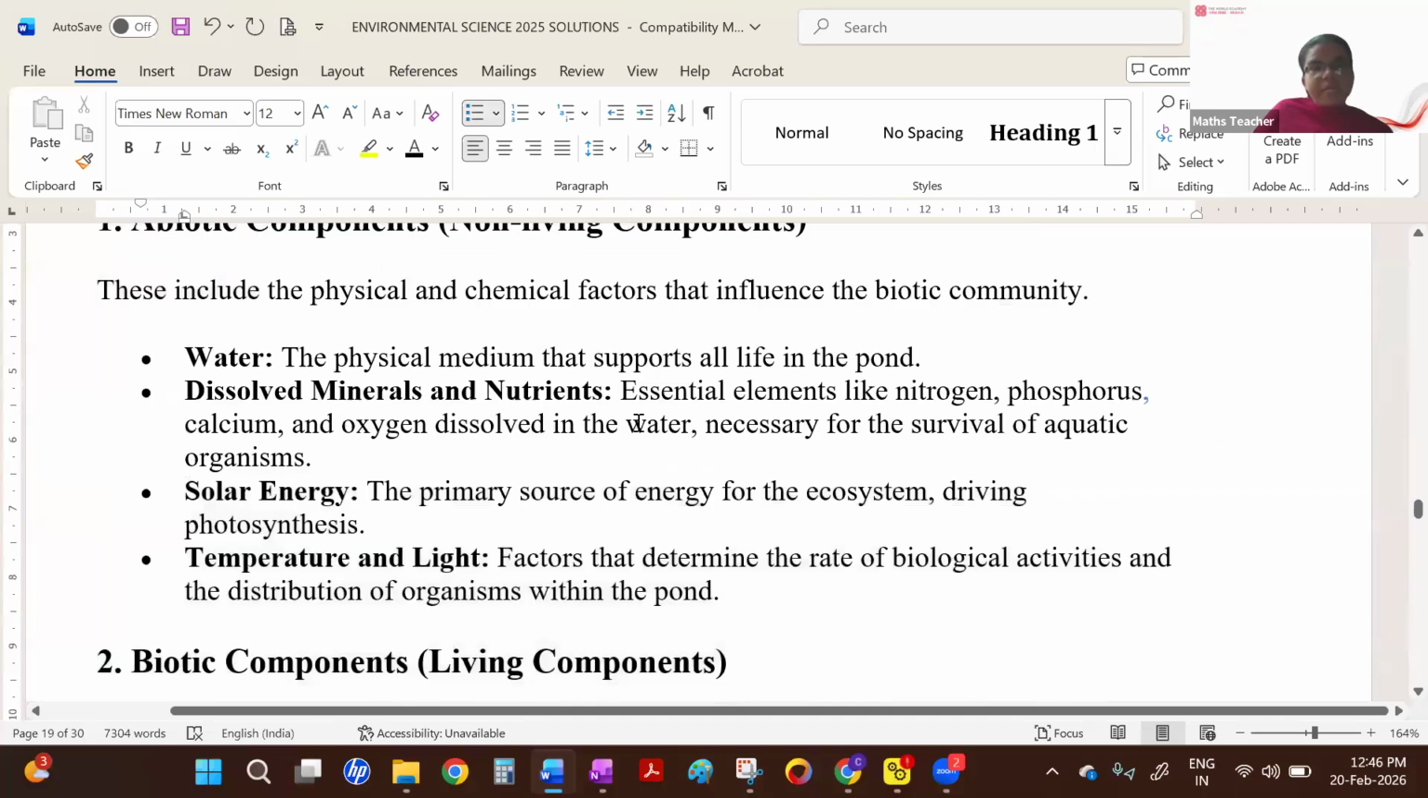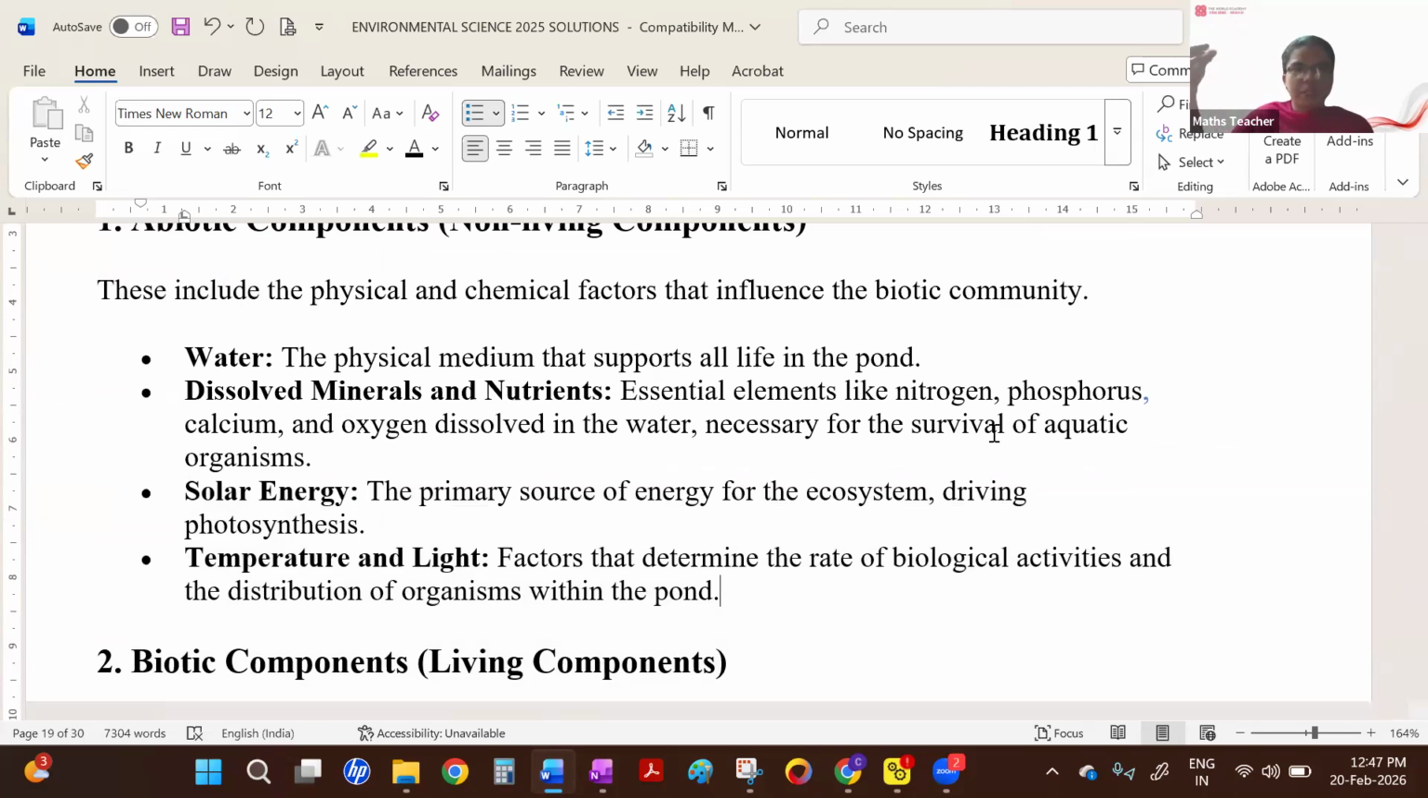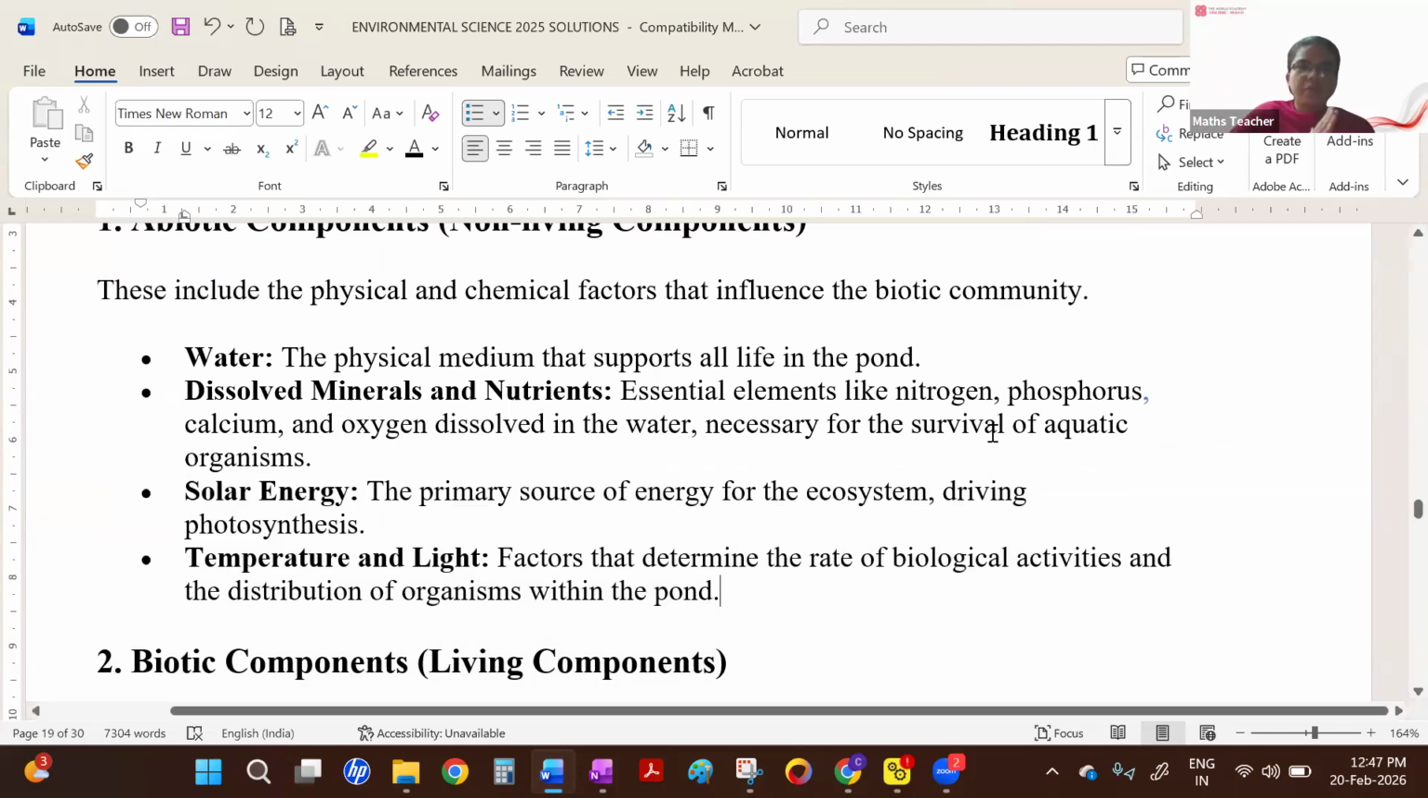nutrients, because water contains a lot of organisms like plants and fish and all the other organisms, right? So all of their dead matter, all of the organic matter will be dissolved in the water. So water contains a lot of dissolved minerals and nutrients, like nitrogen, phosphorus, calcium, and oxygen. So everything is dissolved here, so it also makes an abiotic component.